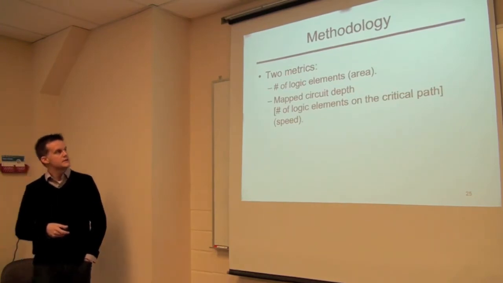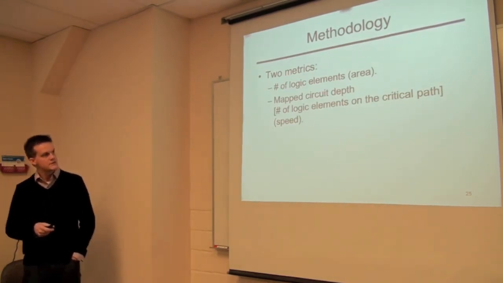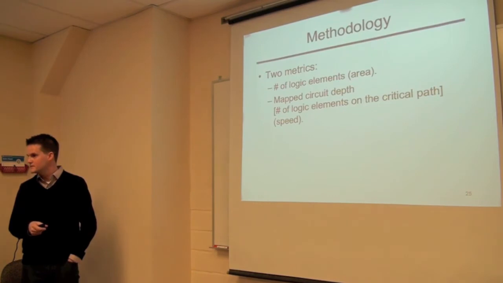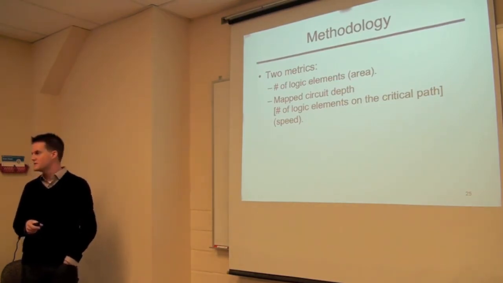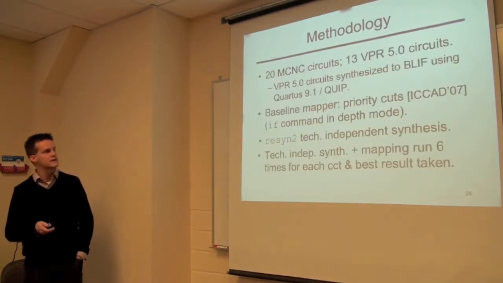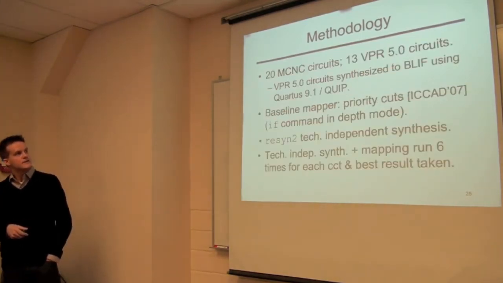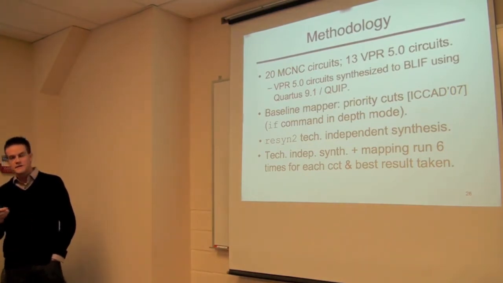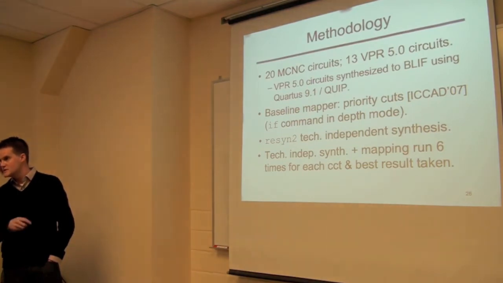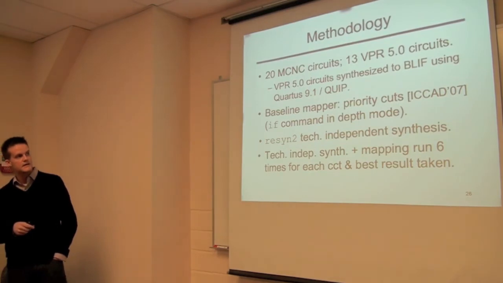For methodology experiments, we looked at two metrics: the number of logic elements needed to map circuits, as well as the mapped circuit depth, the number of logic elements on the critical path, which is a proxy for speed. We use the usual MCNC20 circuits, but we also use the 13 VPR5 circuits. For those VPR5 circuits, we needed to get them into BLIF because we need to push them to ABC, so we synthesized them with Quartus and used QUIP to dump BLIF after the technology independent optimization.